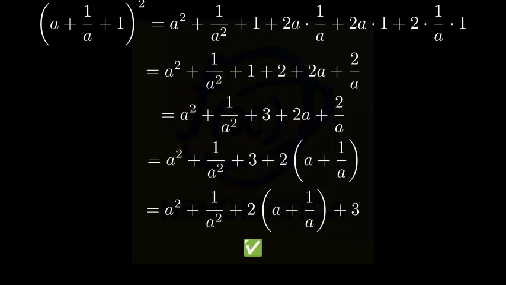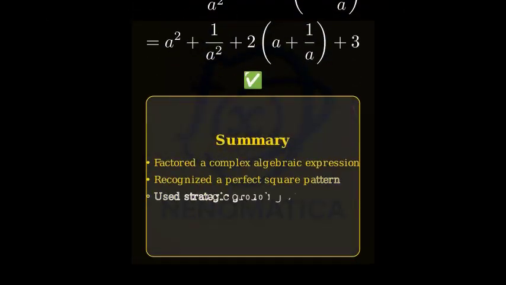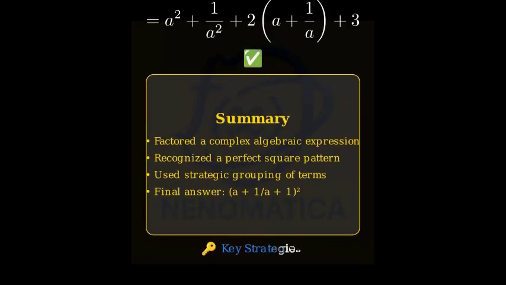Let's summarize what we've learned. In this example, we've seen how to factor a complex algebraic expression by recognizing a perfect square pattern. We started with the expression a squared plus 1 over a squared plus 2 times the quantity a plus 1 over a plus 3. We used several key strategies.